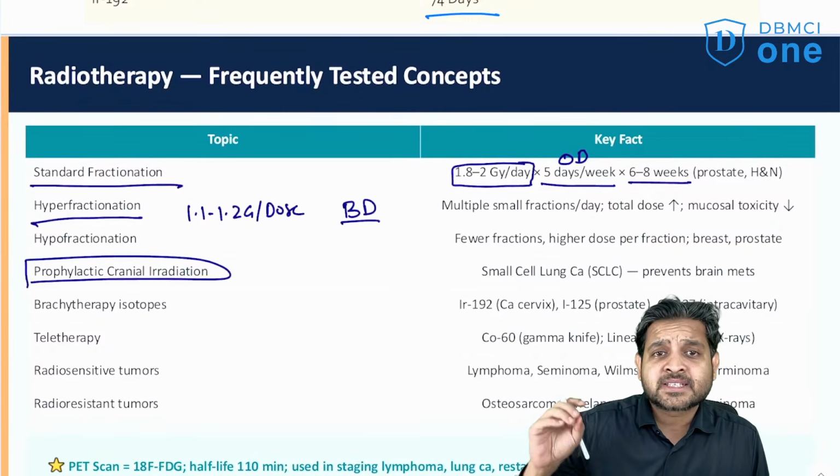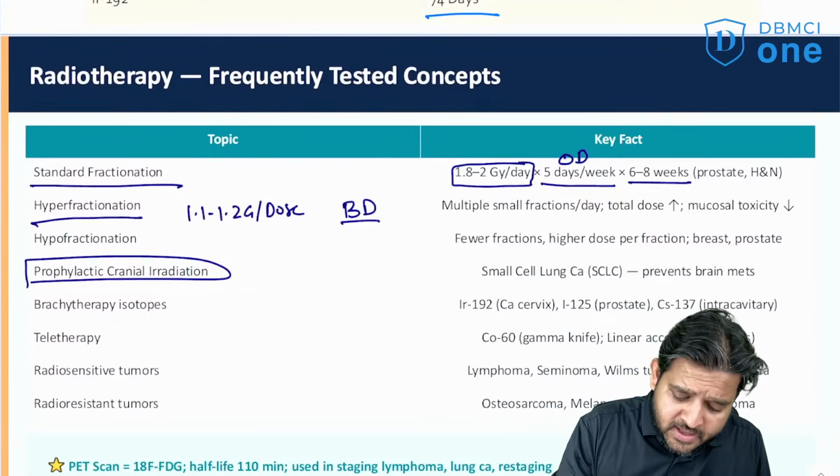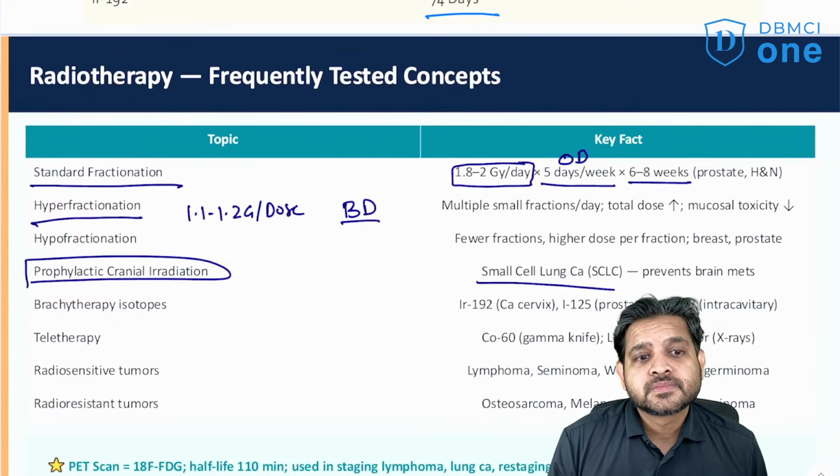It is given as a prophylactic radiation to the brain, commonly given for small cell cancer of lung.